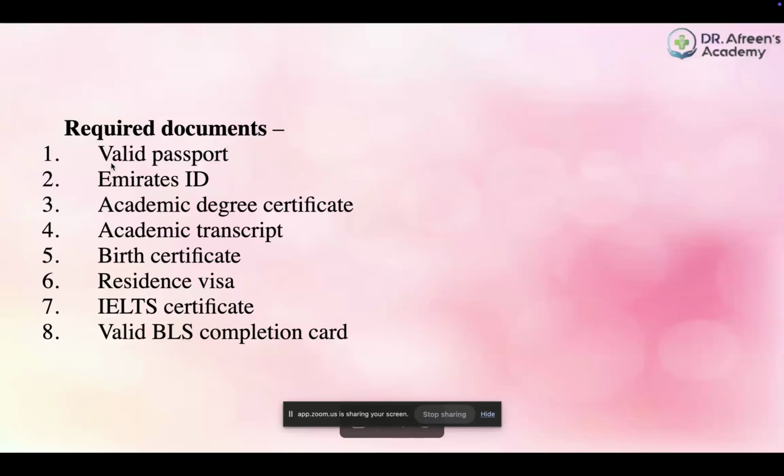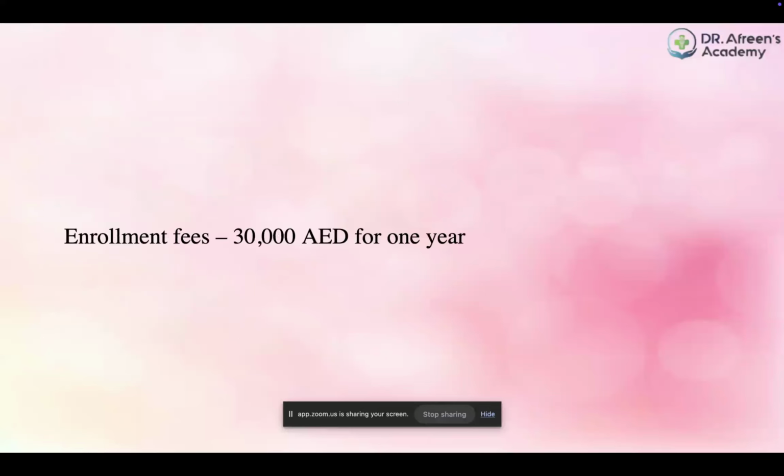Okay. Apart from that, it's the same: valid passport, Emirates ID, academic degree certificate, academic transcript. You don't need to have your ECE here. Only the academic transcripts will do. Your birth certificate, this is an additional document as well. Birth certificate is needed for EHS, then residence visa, IELTS certificate, and valid BLS completion card. ECE is not mandatory, but you can provide that if you have your ECE ready with you. Along with the academic transcripts, you can submit your ECE report. Enrollment fee is again the same, 30,000 AED for 1 year.